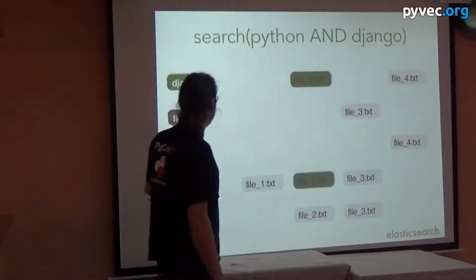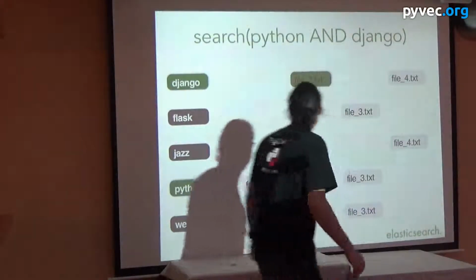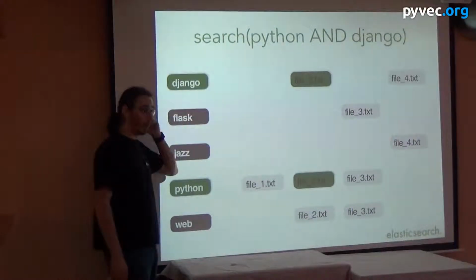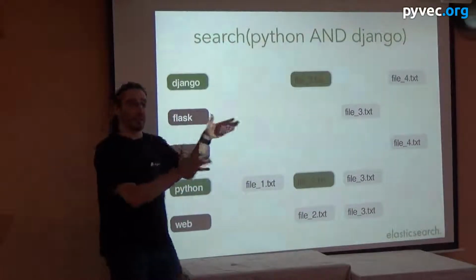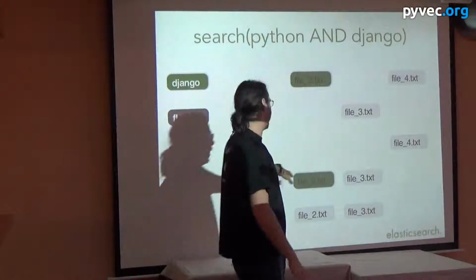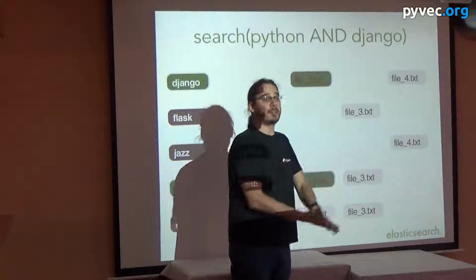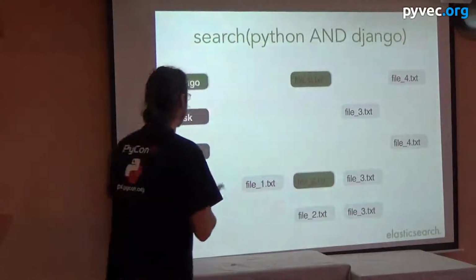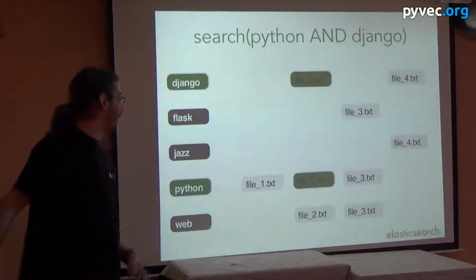If you're looking for something that mentions both Python and Django, it's super simple. We locate Django, we locate Python through the binary search, we locate the individual lines, and then we just walk the list. Because both of the lists are sorted, we just merge them, and whenever we find a file that's both in the list for Python and in the list for Django, that is our result. So it is very easy. It is a very efficient operation. We're essentially just merging sorted lists.